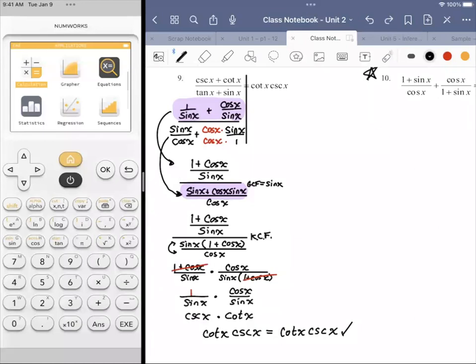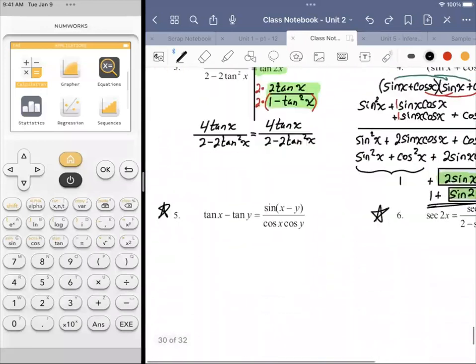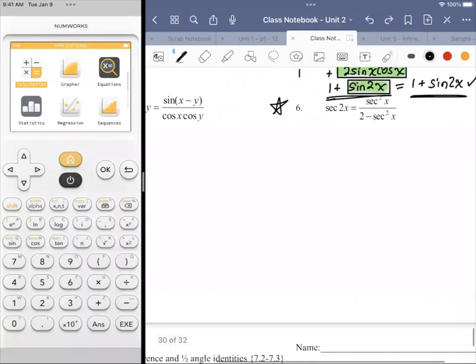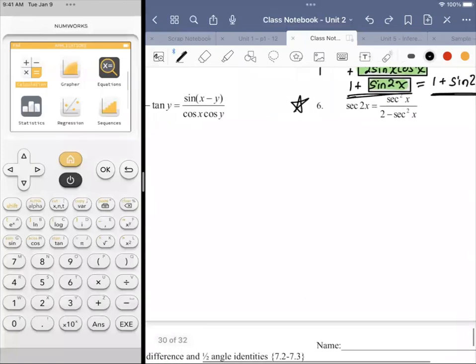Right. So I'll do one more. I'll do one on the next page, one that involves a double angle identity, or sum and difference identity. Right. So let's take a look. Number 6. Number 6 is a good one.